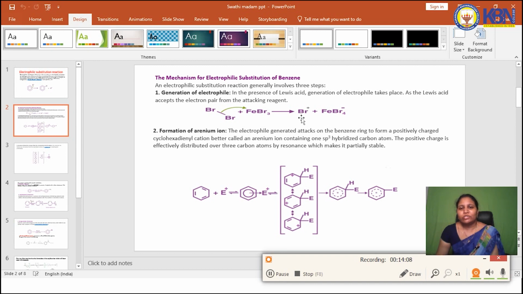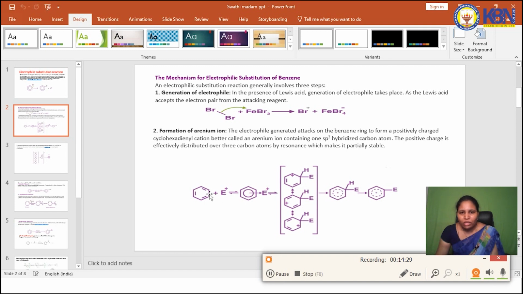Whereas it also generates an electrophile, that means positively charged bromine ion, that is Br plus. And in the second step, this Br plus, that means electrophile. Here instead of writing the Br plus, we are writing E plus simply. So Br plus is an electrophile, hence E plus is taken here.